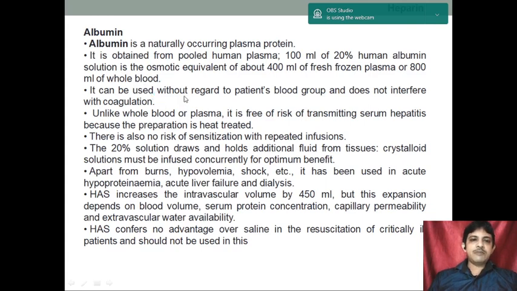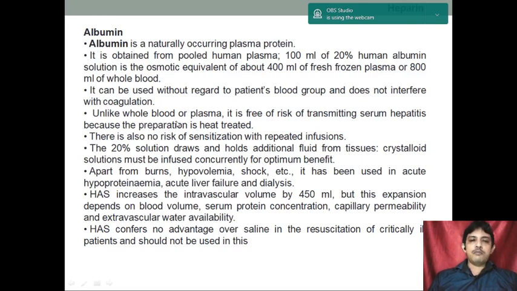Next, it can be used without regard to the patient's blood group. If we are giving whole blood, then there are a number of things to consider, like blood group. But in this case, there is no problem with the blood group because we are giving albumin. It also does not interfere with the coagulation, so it will not have any effect on coagulation.